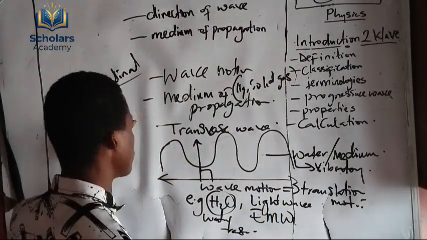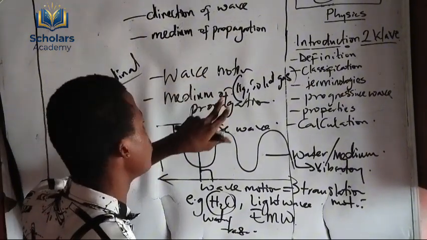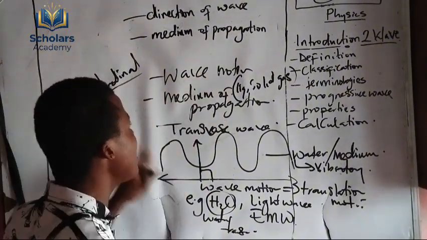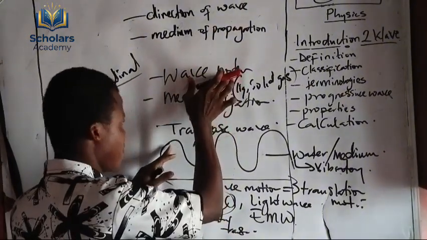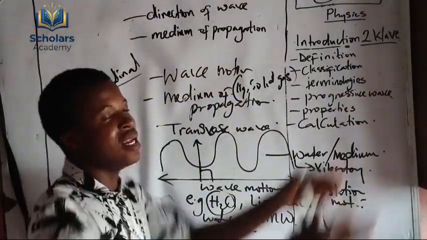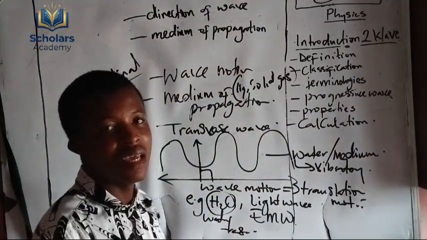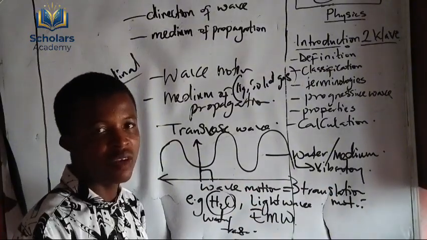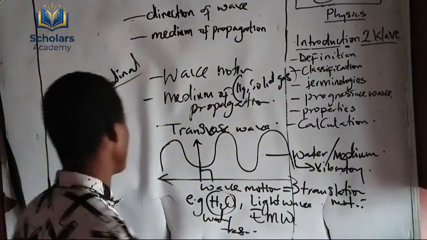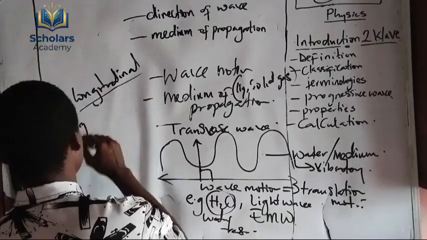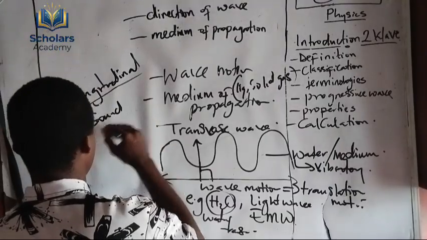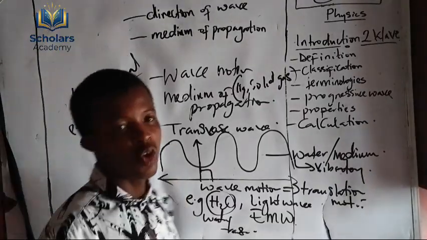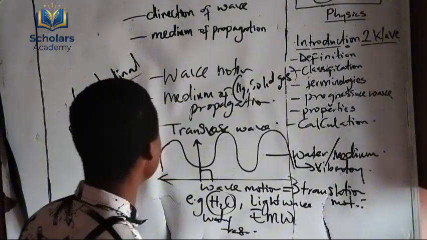Now let's go to the longitudinal wave. We still use wave motion and the medium to define this. You will notice that the wave and the medium are parallel, that is, they are moving in the same direction. The wave and the medium are parallel. They are moving in the same direction. An example of this is sound wave. Sound wave is a longitudinal wave. Now let me make it make sense for you.